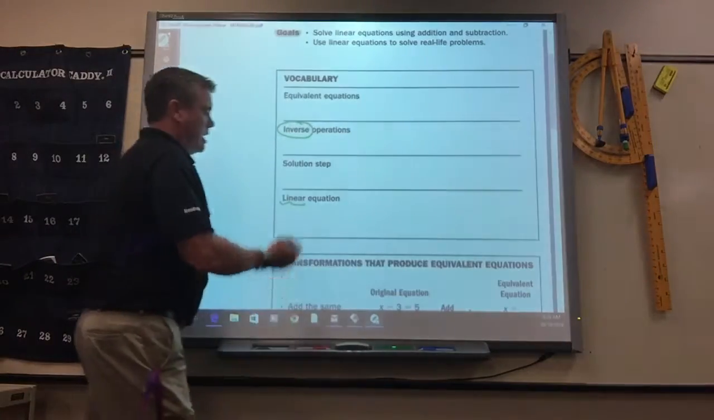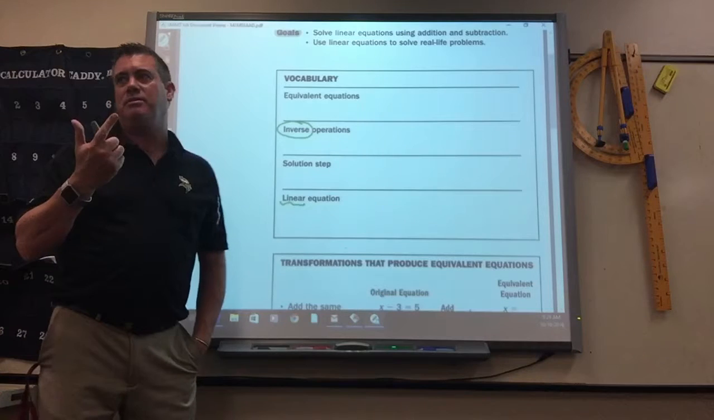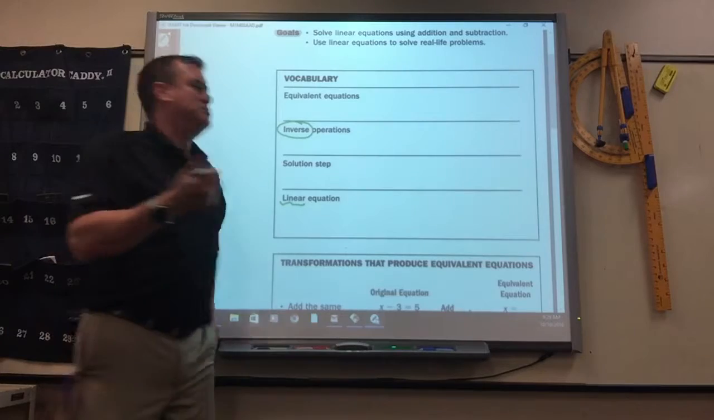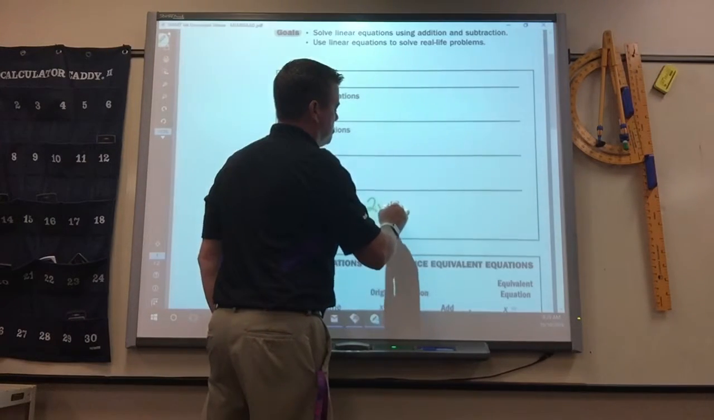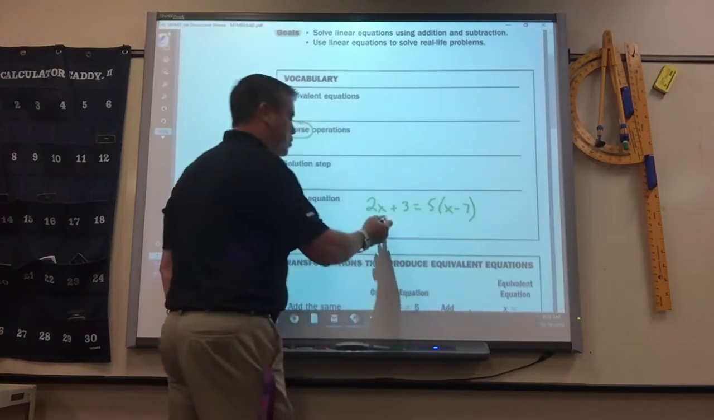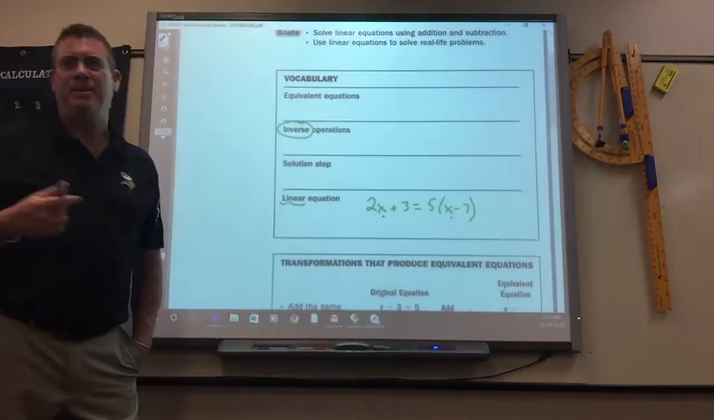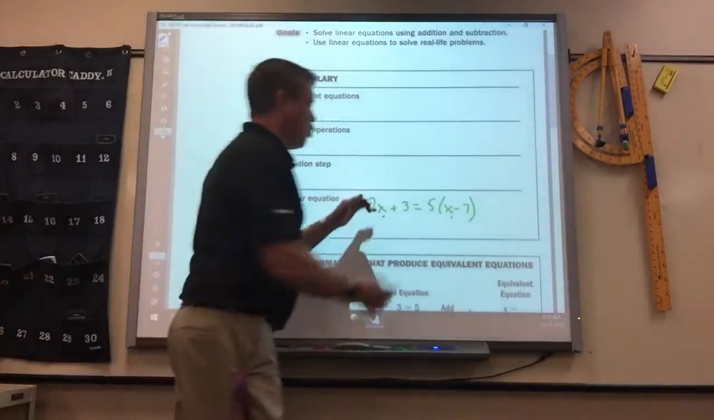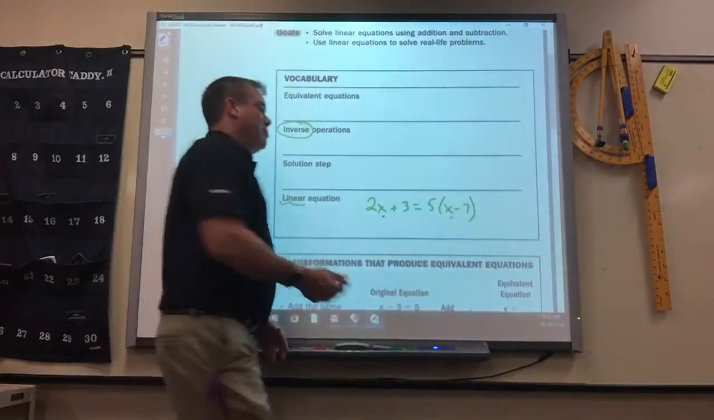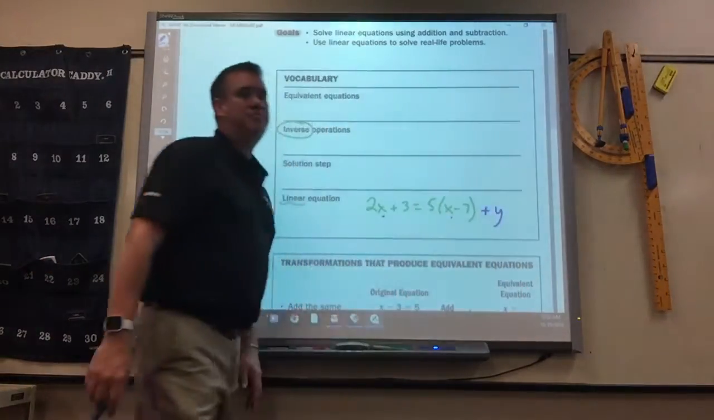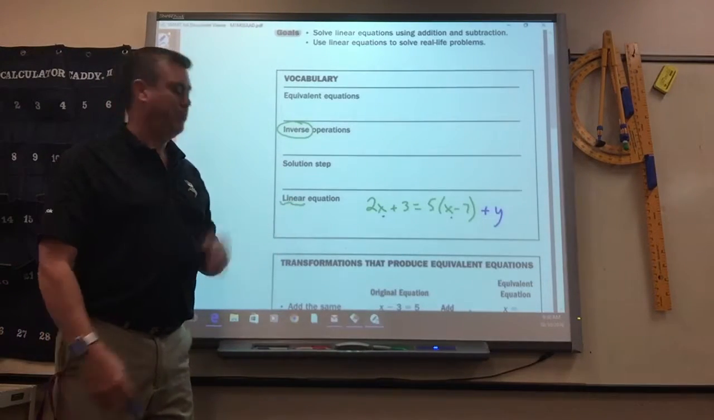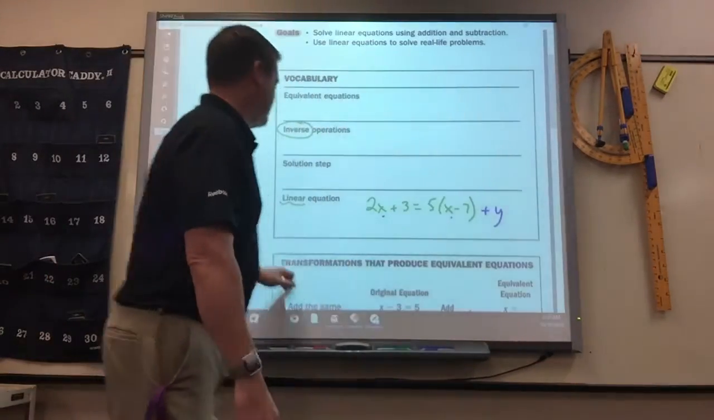So, a linear equation has one variable in it. Now, that doesn't mean it can't be listed more than once. Like you could have 2x plus 3 equals 5 times x minus 7. It does have two x's in it, but it's the same letter. Anytime you got an equation with just one letter, even if it's in there more than once, it can be solved. But if they threw in another letter, then there's many solutions for it. Okay? So we're just doing the linear equations.